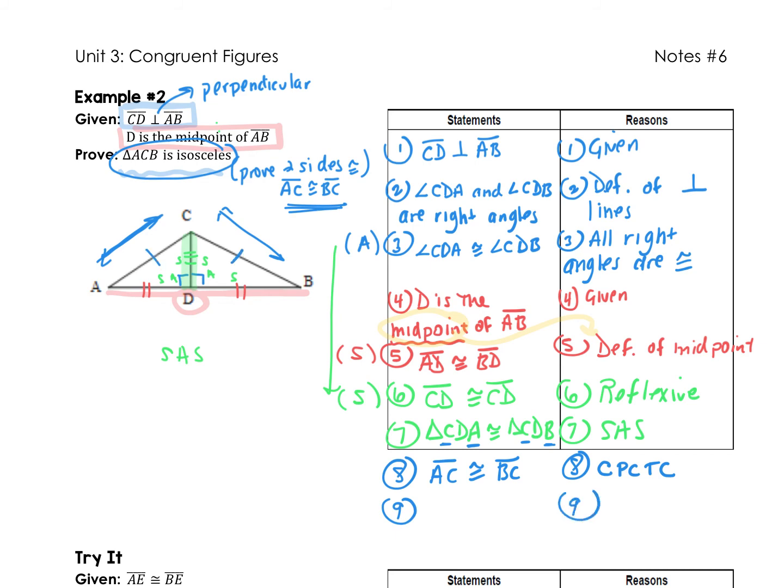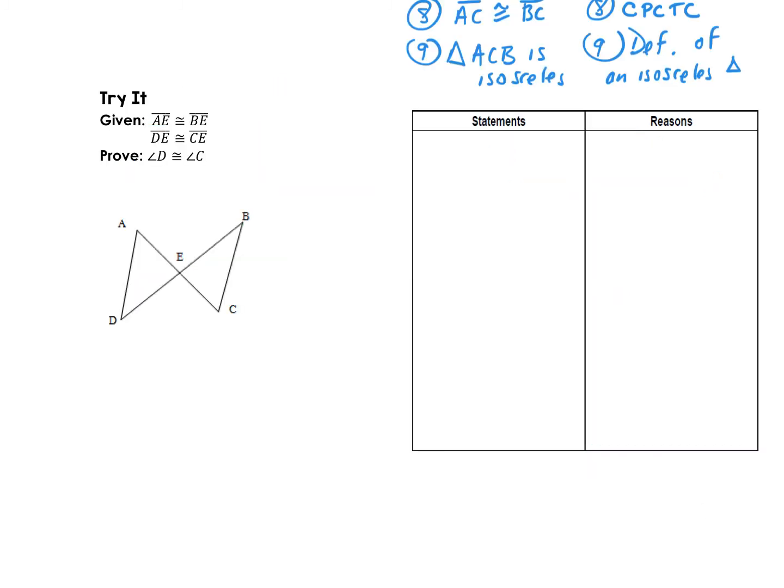Knock yourself out and mark those two congruent, and then we get to say triangle ACB is isosceles by definition. It's okay to abbreviate the word definition. You saw me do it up here too. Definition of an isosceles triangle. And that's it for that one.